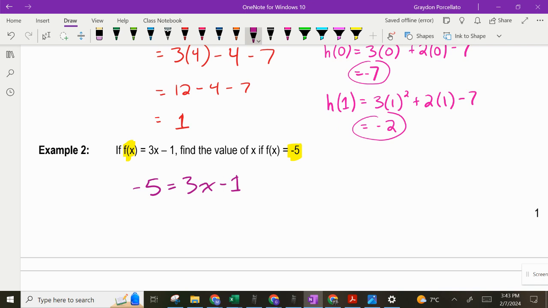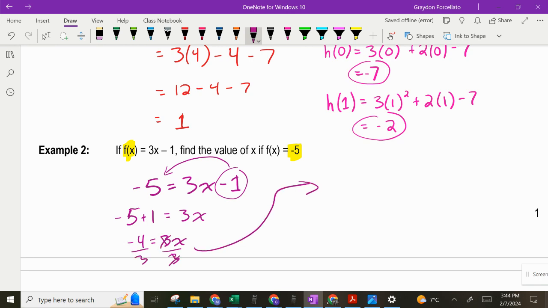Well, we need to solve for x. So let's do a little rearranging. Negative 5 plus 1 equals 3x. That is negative 4 equals 3x. Divide by 3, divide by 3. That goes away. We're left with x equal to negative 4 over 3.